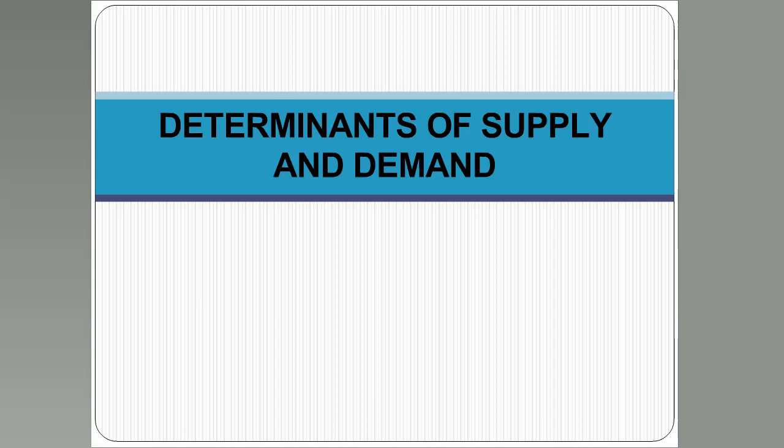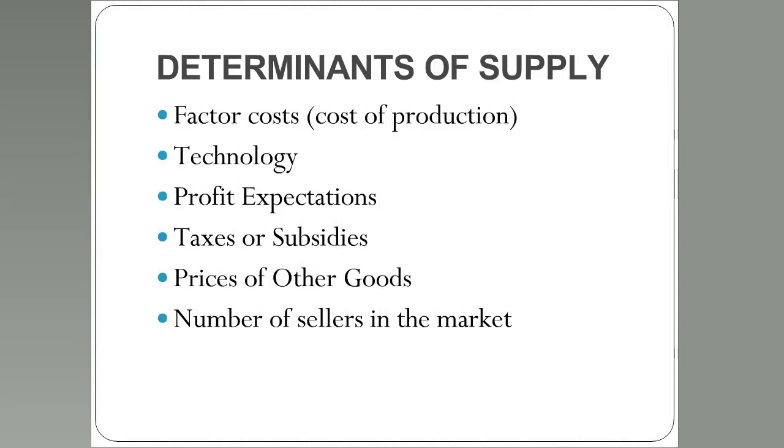Determinants are factors other than price that can influence the demand or the supply of goods and services. Determinants of supply can influence decisions about how much to produce and offer for sale. The change in supply may result from changes in the factor cost, technology, profit expectations, taxes or subsidies, prices of other goods, and the number of sellers in the market. Now let's take a look at each of these and see how they impact supply.